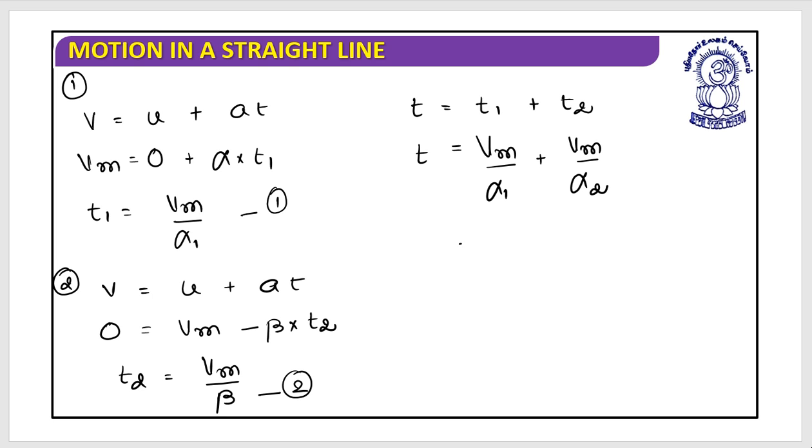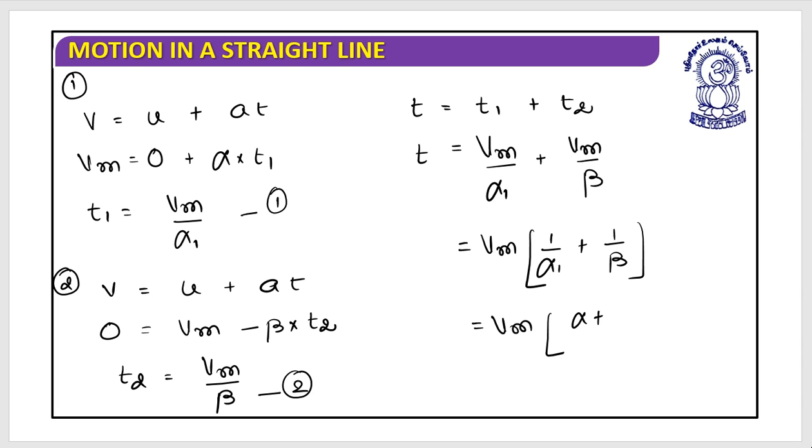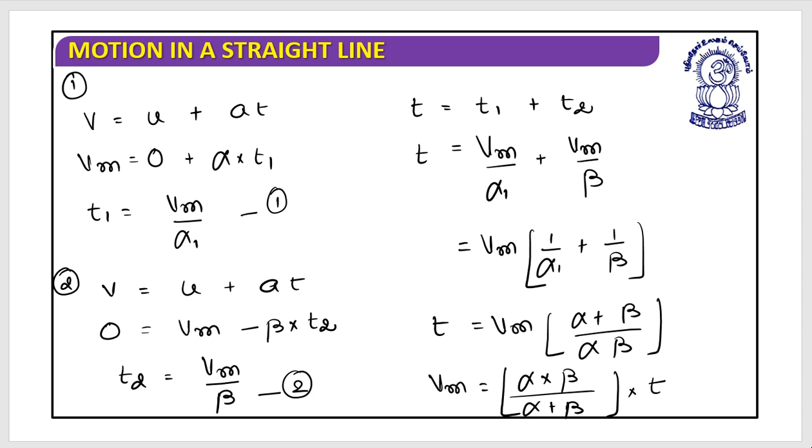This is equal to t. So that should be Vm into bracket, 1 by alpha plus 1 by beta, equals t. So this is equal to Vm into bracket alpha plus beta divided by alpha beta, equals t. So this Vm should look like alpha into beta divided by alpha plus beta, multiplied by time t. This would be the final answer.